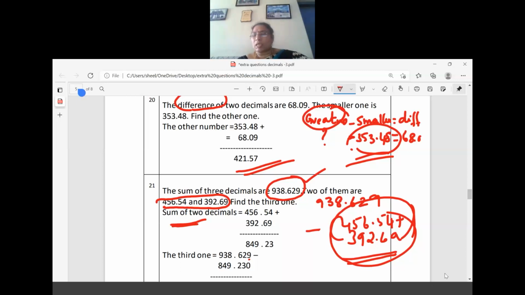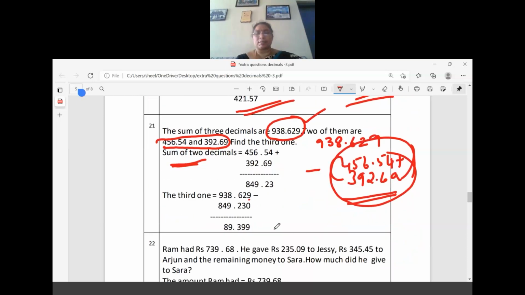So what is the question given? The sum of three decimals is given. Two decimals are already given to you. One we have to find, that is the third one. So what should we do? From the total, we should subtract the sum of the given two decimals. So what is the sum of the two given decimals? 849.23. We should subtract 849.23 from the total 938.629. So what is the final answer? Let us see the answer. It is 89.399 only. Next.